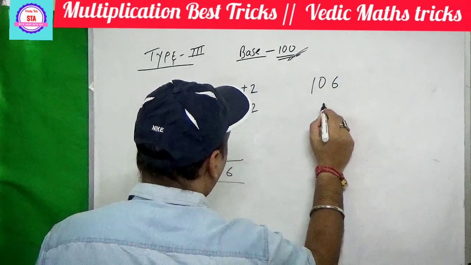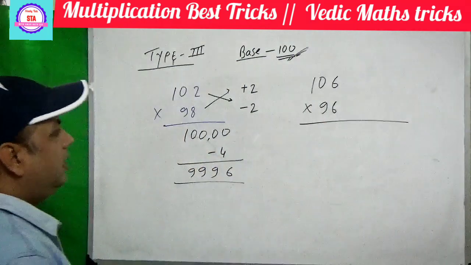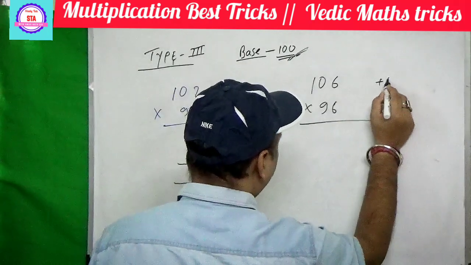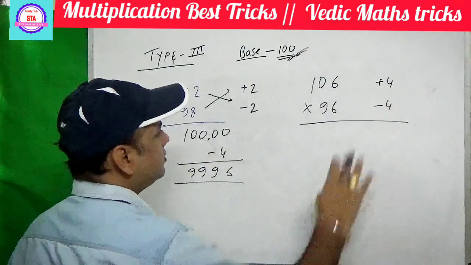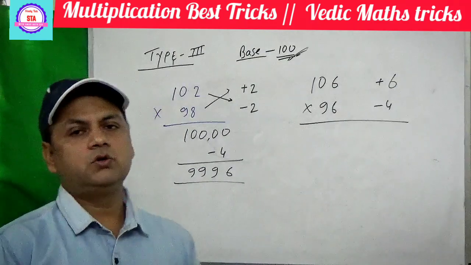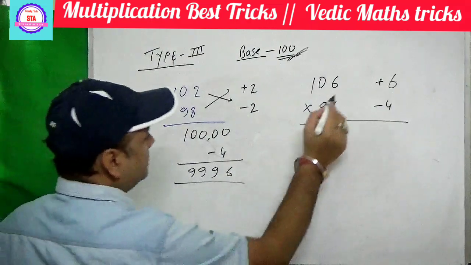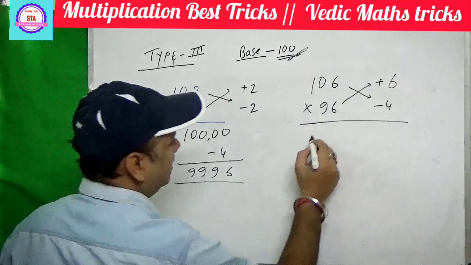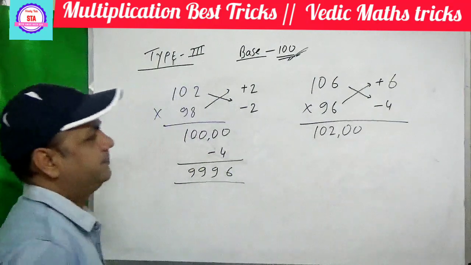106 and 96. Multiplication of 106 and 96. 106 is 6 more than 100, and 96 is 4 less than 100. You minus this: 106 minus 4, or 96 plus 6. That is 102. Write down 2 additional zeros here.